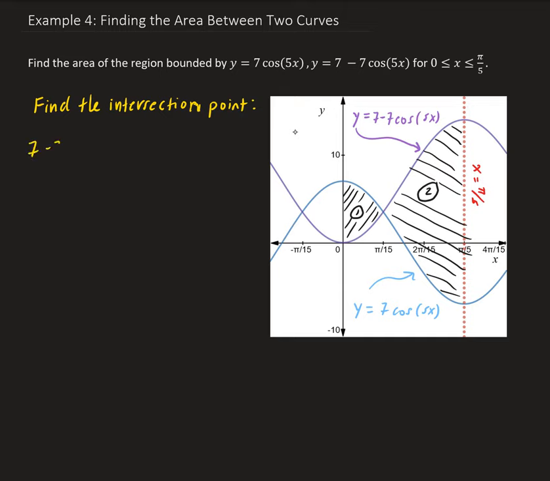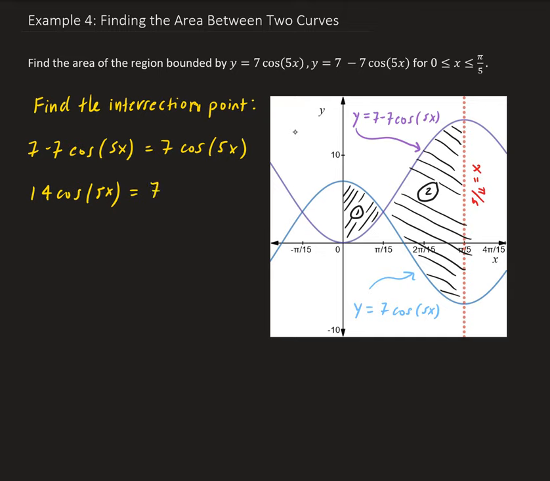So we have 7 minus 7 cosine 5x equals 7 times cosine of 5x. Just rearranging terms here, we're going to get 14 cosine 5x equals 7.